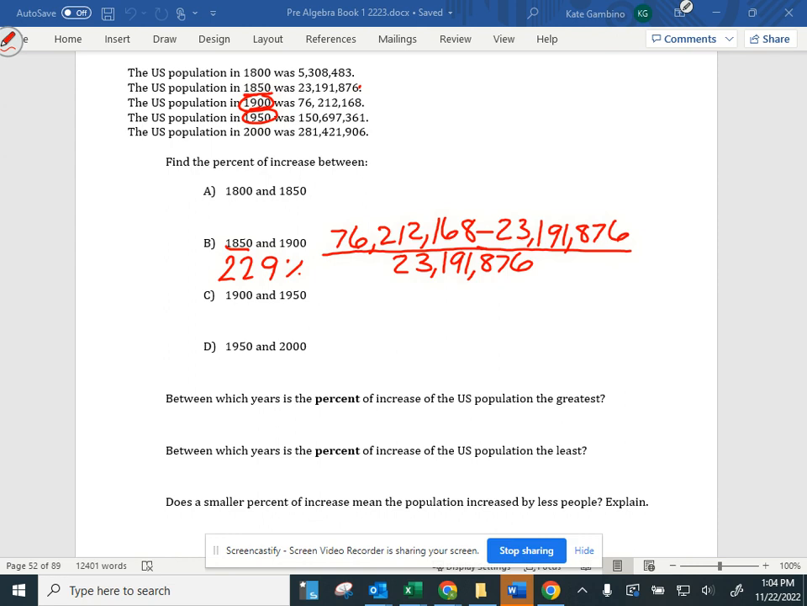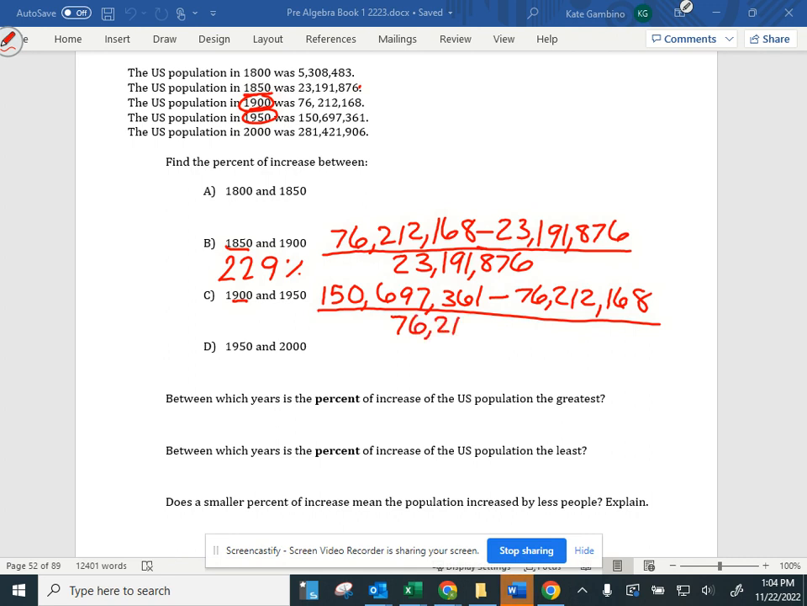So 1900 and 1950. So we have 150,697,361 minus 76,212,168 divided by the original 1900, which was 76,212,168. You do that math, subtract it correctly, divide correctly, round your decimals correctly, and we get 98%. Oh yes. This was 337%.